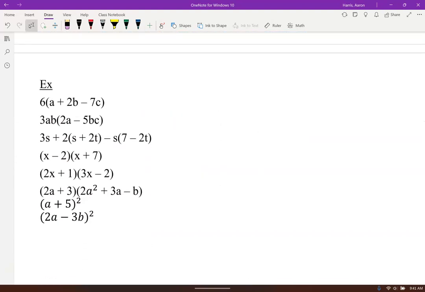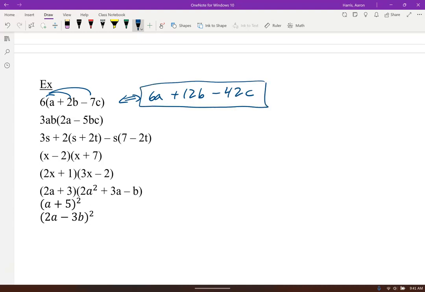Let's keep going with the distributive and combining of like terms. Let's distribute the 6 here. We get 6 times A. 6 times 2b is 12b. 6 times negative 7, so minus 42c. See if there's any like terms to combine. There is not, so we stop right there.